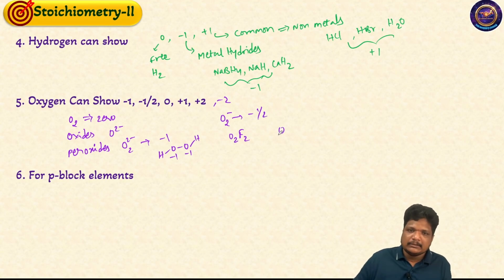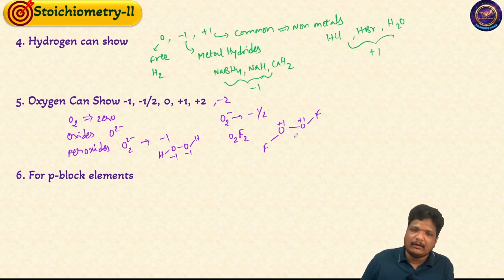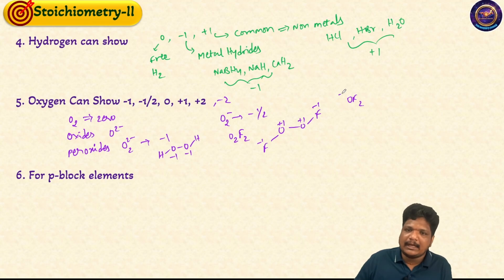In the case of O2F2, each oxygen shows plus 1 oxidation state, because fluorine is more electronegative than oxygen, so fluorine will have minus 1 and oxygen will have plus 1 oxidation state. In the OF2 molecule, oxygen has plus 2 oxidation state.